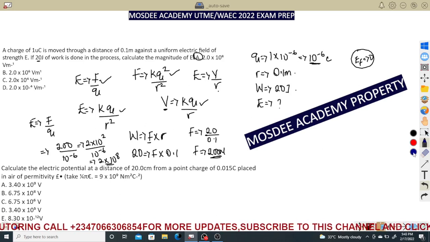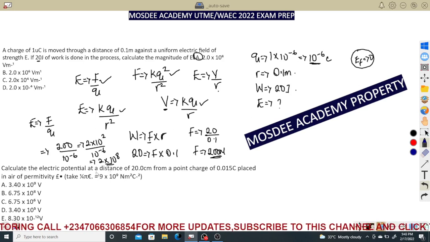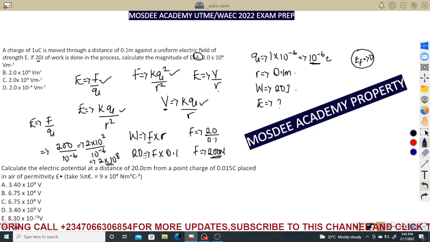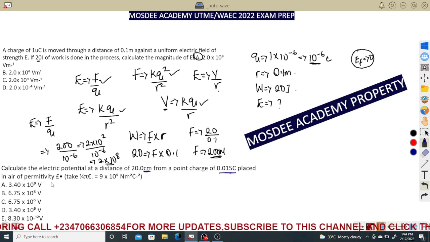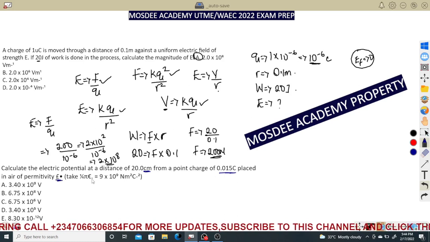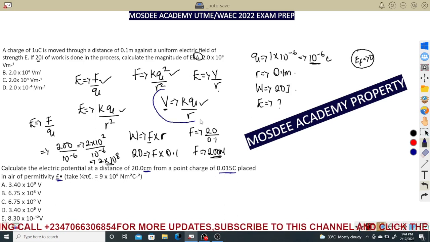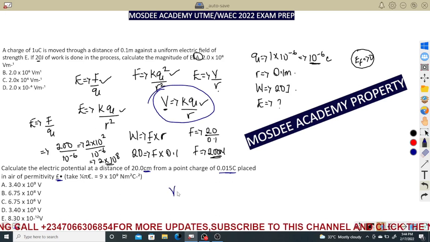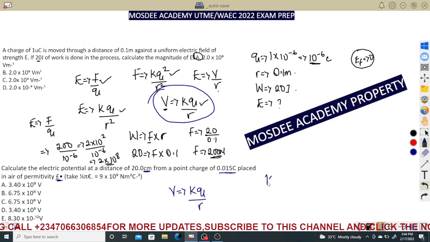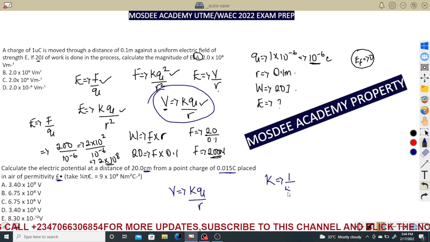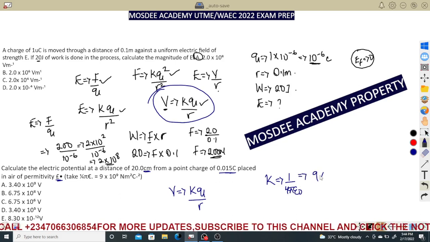So the last question for this set, my dear student, is: calculate the electric potential at a distance of 20 centimeters from a point charge placed in air, with permittivity epsilon naught, where 1 over 4 pi epsilon naught is this. Don't forget to convert. Now, what is potential? I told you V is equal to what? KQ by R. What is K? K is 1 over 4 pi epsilon naught, which is 9 times 10 raised to the power 9.